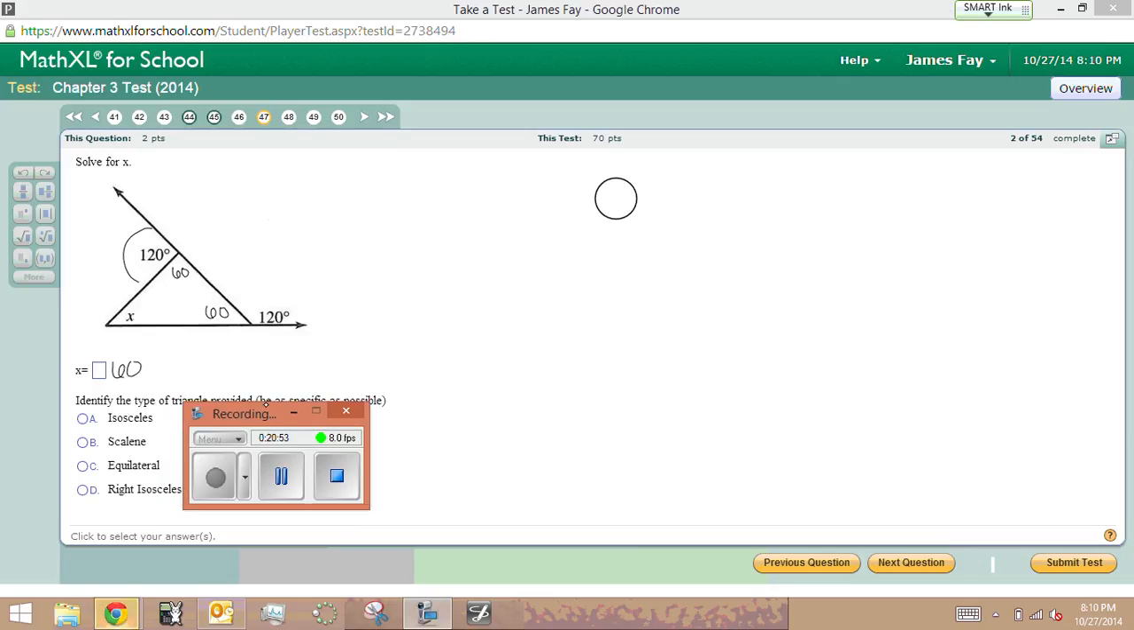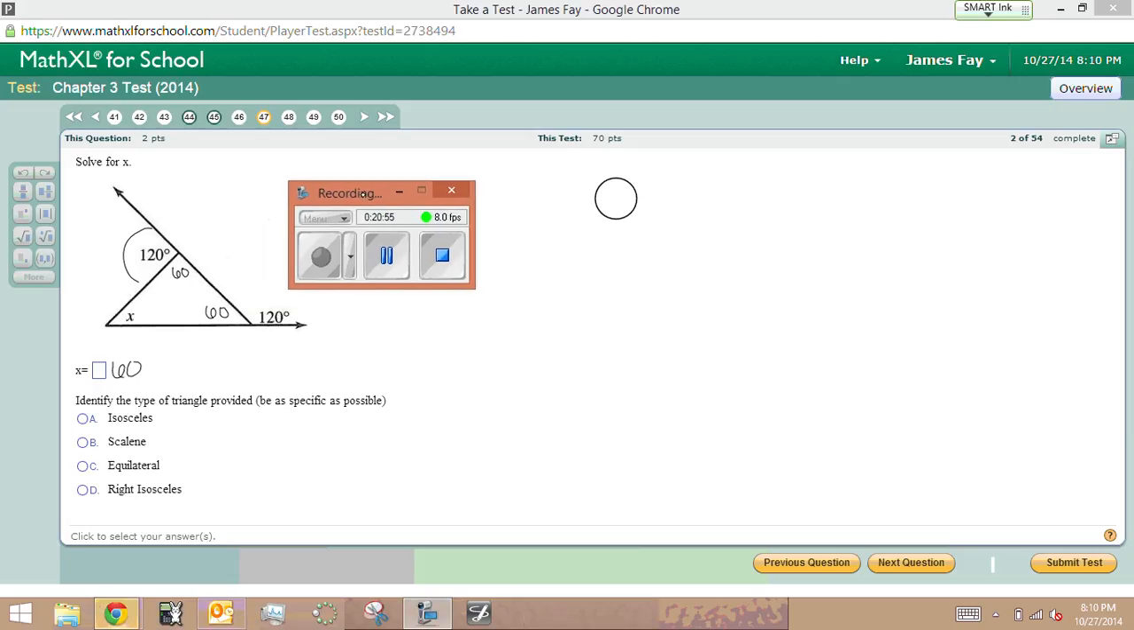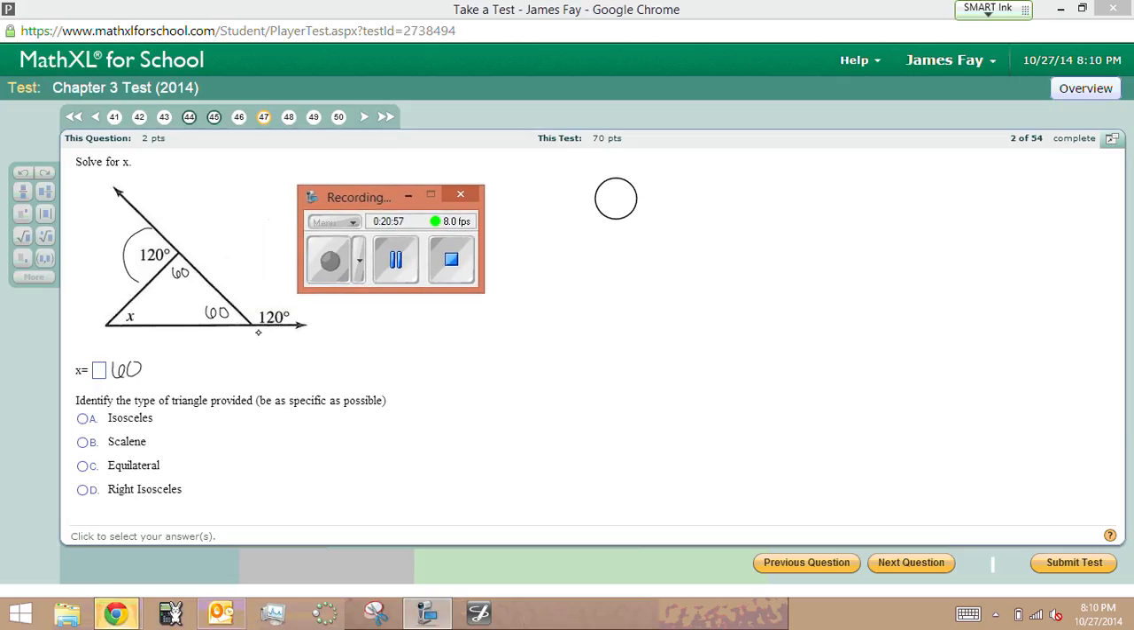All right. Now it says identify the type of triangle provided and be as specific as possible. It does end up being isosceles, but we don't know enough. We haven't shown you enough to make that argument. And if we did choose isosceles, there's still a better answer. It's not scalene because we don't know anything about the sides.